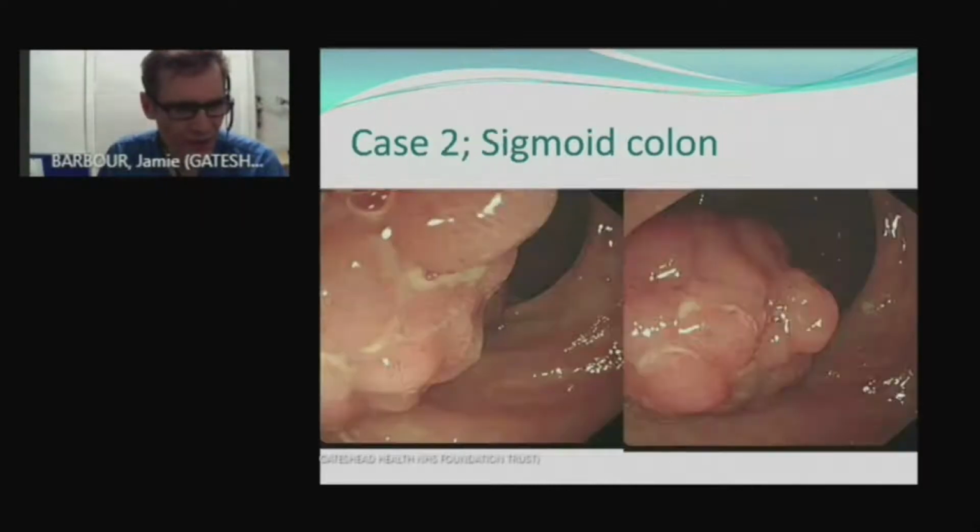So the next case is a sigmoid lesion, and these are the two photos that were given to me prior to EMR.